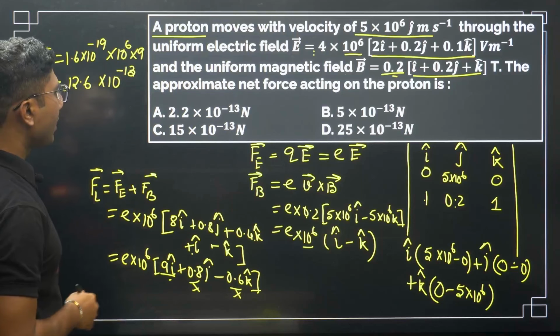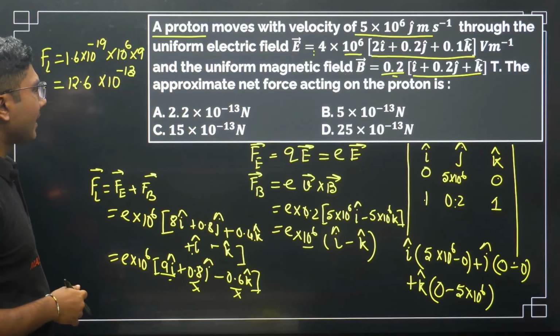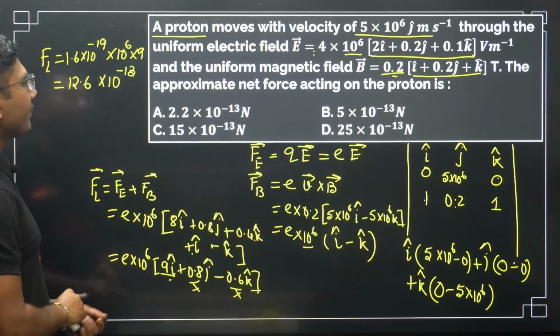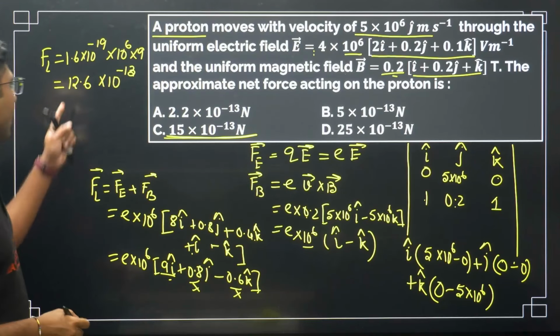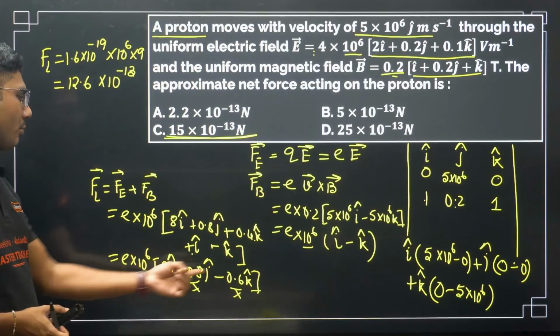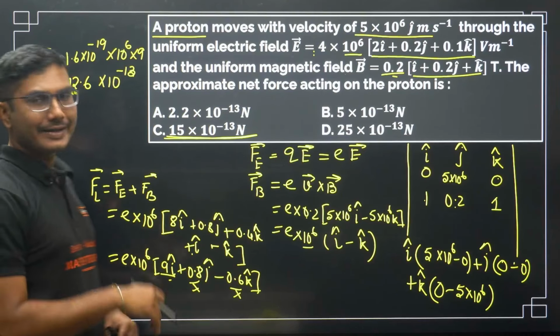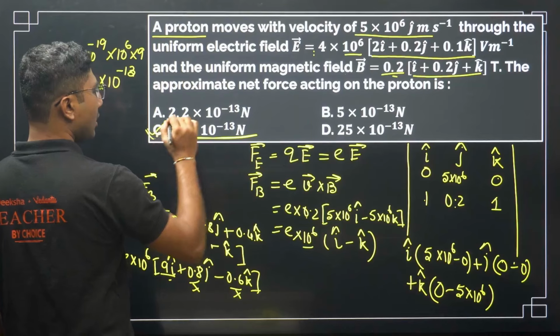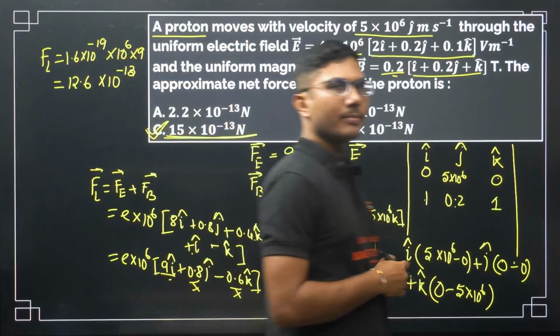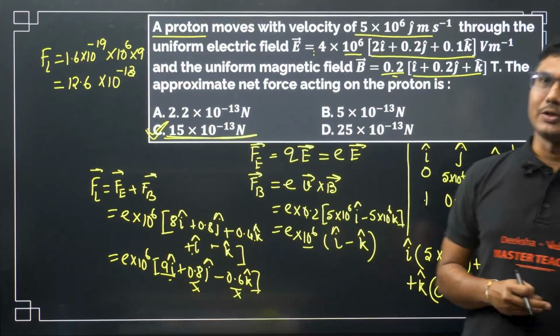So 14.4 into 10 to the power of minus 13 is very, very close to which option? This one. We have ignored 0.8 and 0.6, so if you had added them, the answer would be close to this value. So the correct answer is 15 into 10 to the power of minus 13. This is the approximate value.